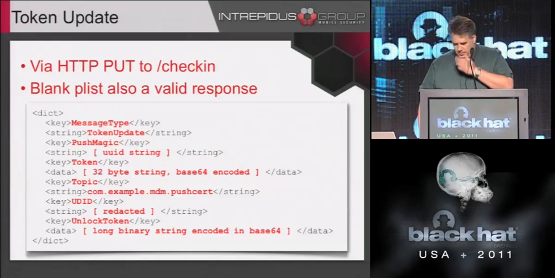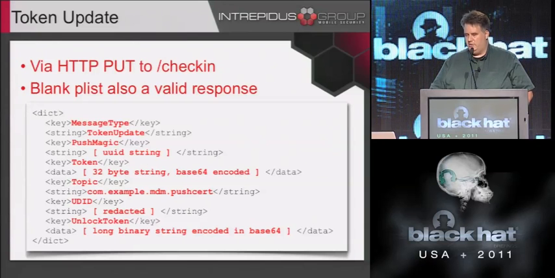So once it gets that valid response, it goes back to check-in, again with another HTTP PUT, and sends up the token update. And this is where everything starts to get real. It sends the push magic, which is that UUID string that gets sent back through the APNS message, the token, which is the device token that was given to it by the APNS service, and then again the topic, the push notification certificate, and the user ID.